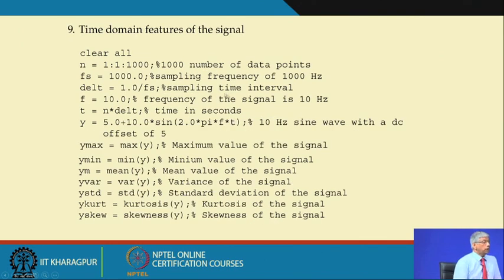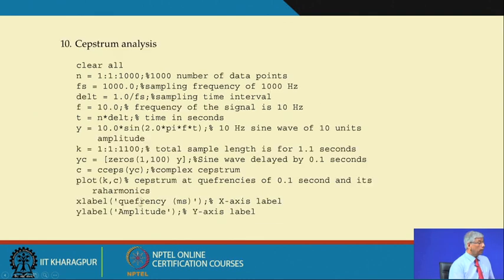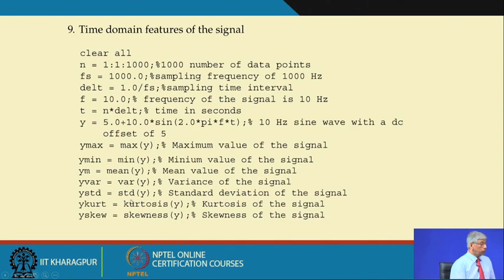Similarly, like I was telling you, there are many features in a signal. Suppose a signal of 10 hertz has had a DC offset of 5 added. I can find out certain parameters: the maximum value, minimum value, mean, variance, standard deviation, kurtosis, skewness. These are all built-in functions in MATLAB which can be used to calculate these expressions. You will see the actual expressions for this in my book.